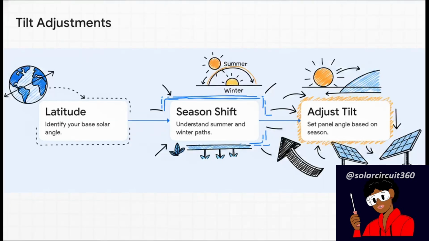Let's get into the practical side of things and see how this theory translates into a real, actionable solution. You don't have to just guess your angles. It's a clear 3-step procedure. Step 1, identify your latitude.